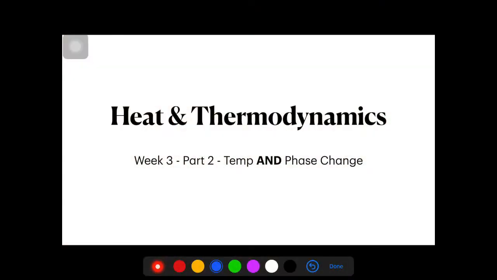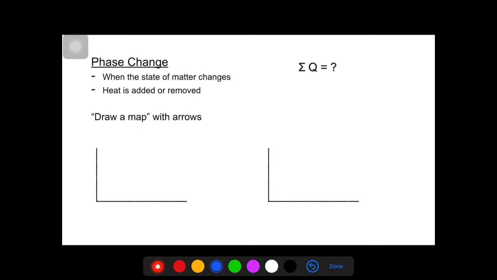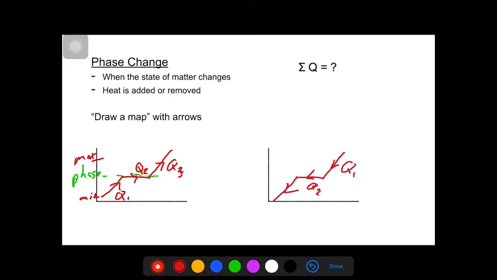All right, so here are the notes for week 3 part 2. Again, just really quick, when we're going through, we're drawing these maps, we're putting the min, we're putting the max, and we're going to put the phase change. We're going to get a Q1, a Q2, a Q3. And then the same thing could go Q1, Q2, Q3. Now, again, gained versus lost in terms of heat, right? We gained heat or lost heat.